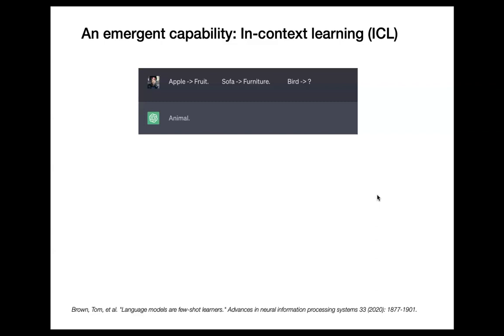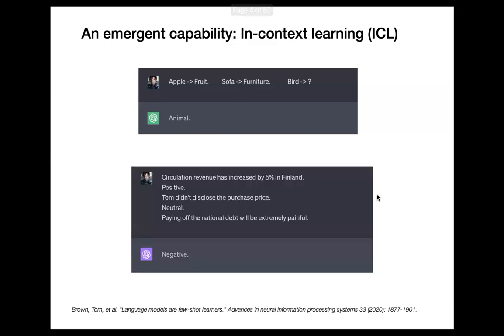So here, this is me interacting with this language model. I input the prompt: apple to fruit, sofa to furniture, and bird to what? Then this language model answers me: animal. The reason is that apple belongs to the fruit category, sofa belongs to furniture, so for bird, this language model will output animal. So you can see that this language model seems to learn some relationship of these things in the demonstration, and then apply the learned relationship to this new word, bird.